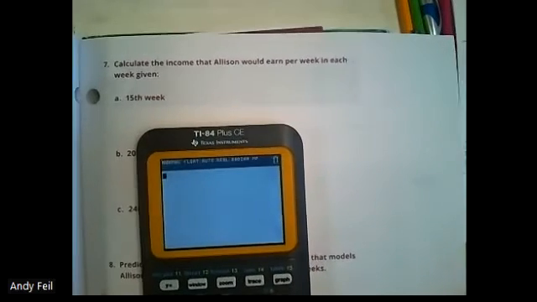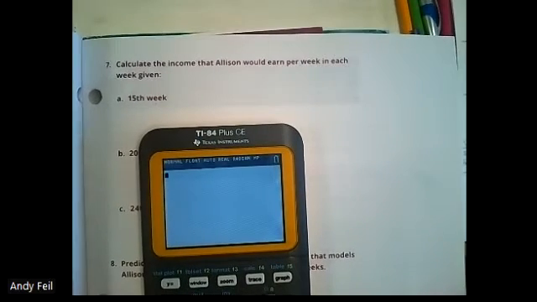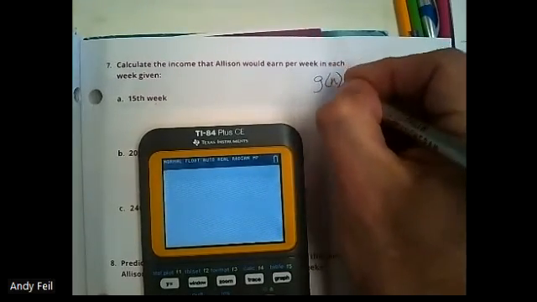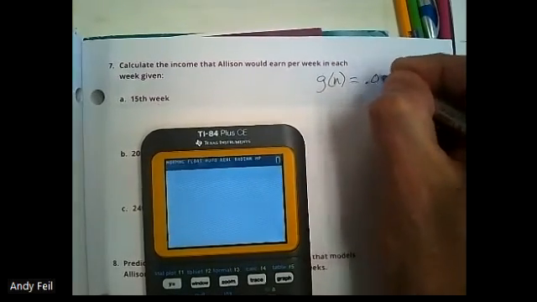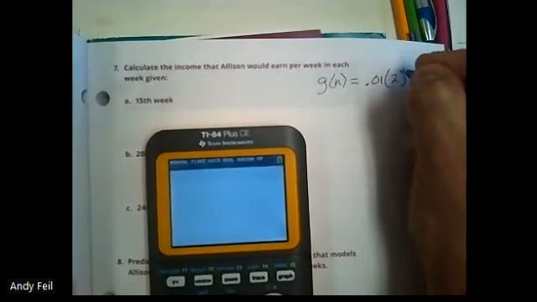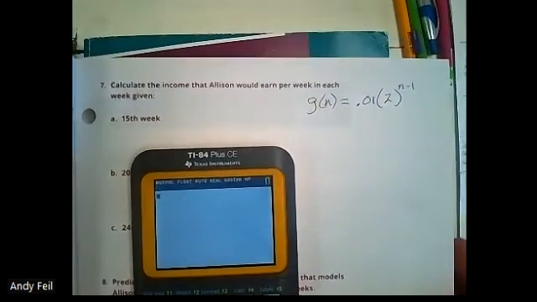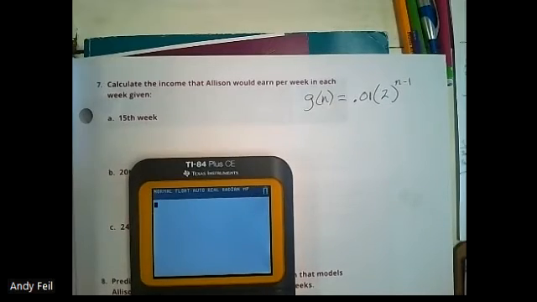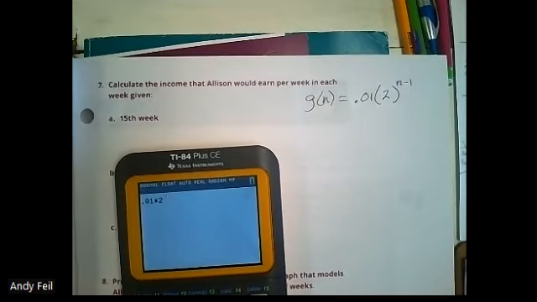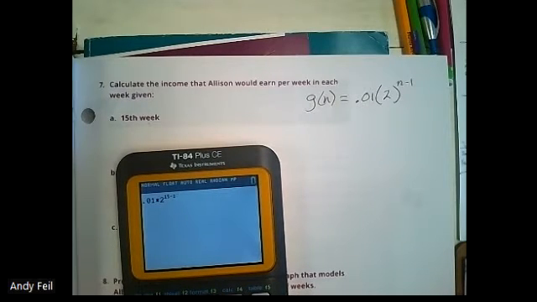Tell me what to type in. What do I start with? Remember, tell me what was our formula. G of n was 0.01 times what? Times 2 raised to the n minus 1 power, right? So here we go. 15th week, that's 0.01 times 2 raised to the what power? 15 minus 1. Now I typed in 15 minus 1. Could you make it easier on yourself and just type in 14?